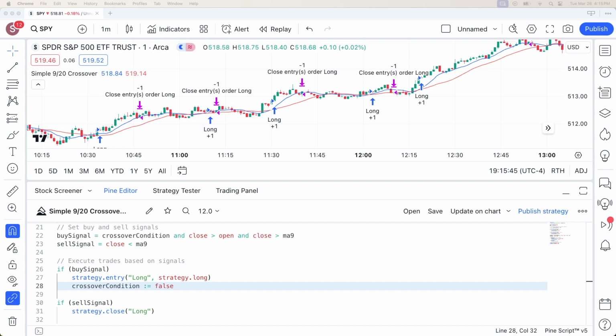I hope you found value in learning about the simple crossover strategy and how it can be implemented using PineScript. Remember, trading is a journey, and mastering PineScript is just one step along the way.